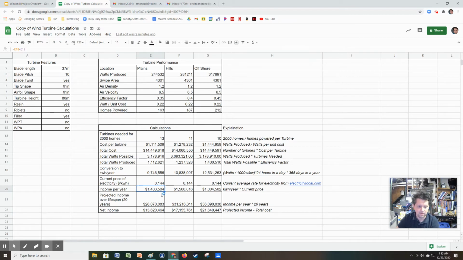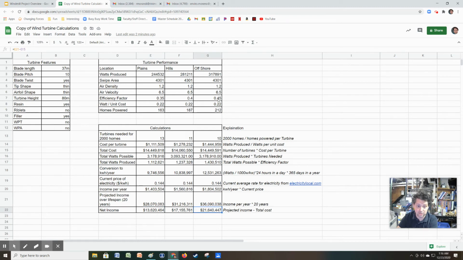So 9 million kilowatt hours times 14 cents gives me $1,403,000 a year. And then project that over 20 years, and I should make about $28 million off of this wind farm. But remember that it cost me 14 million in initial starting costs. So I have to subtract that from 28, and I'm left with $13.6 million that I'll get in income from this wind farm. So when I compare these numbers, I can see that for my case, it probably makes sense financially for me to go with the offshore farm because I'm making a lot more money.